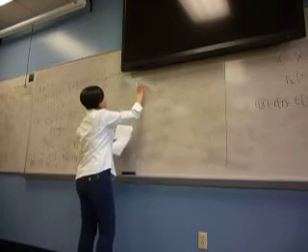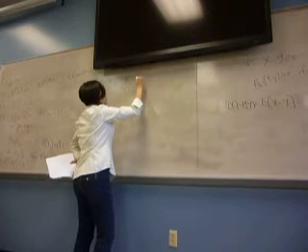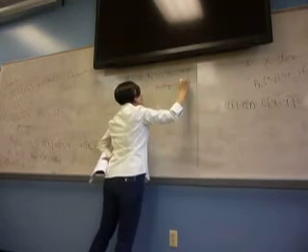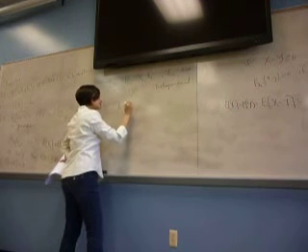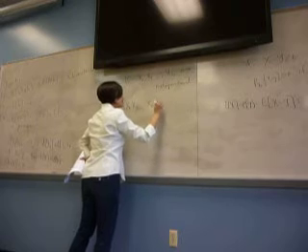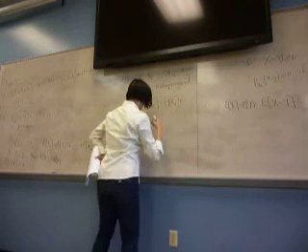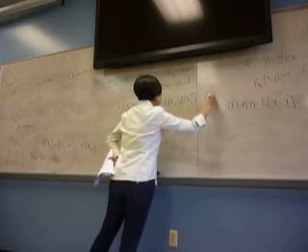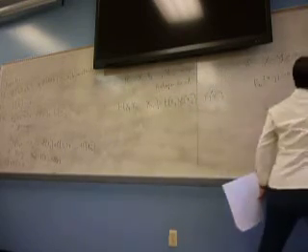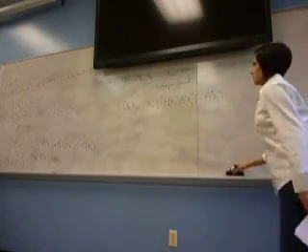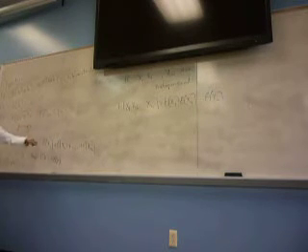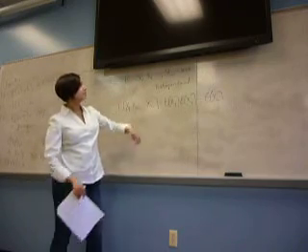The last property: if x1, x2, up to xn are independent, then the expected value of their product, x1 times x2 times xn, is just the product of their expectations. So the expected value of the sum is the sum of the expectations, whether these random variables are independent or dependent, doesn't matter. But for the product, the expected value of the product is the product of the expectations only if they are independent.